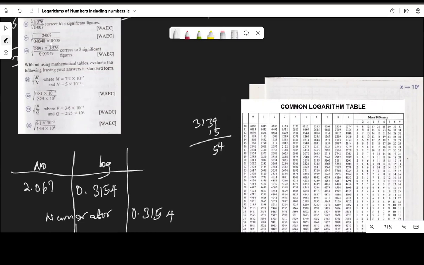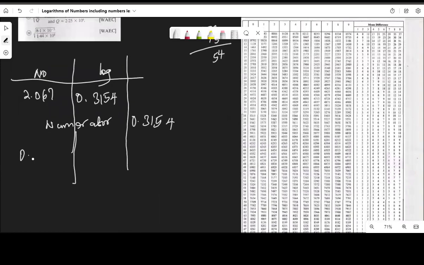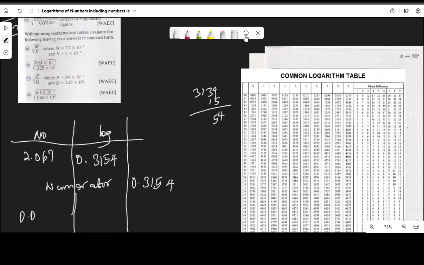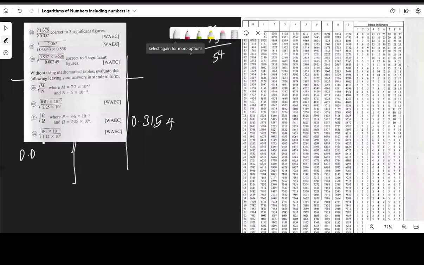Let's work on the denominator, which is 0.0348 multiplied by 0.538. Let me move the page down. 0.0348. The characteristic here is 1, 2, that is bar 2. Then the logarithm of 34 under 8 is 5416. There's no difference here.